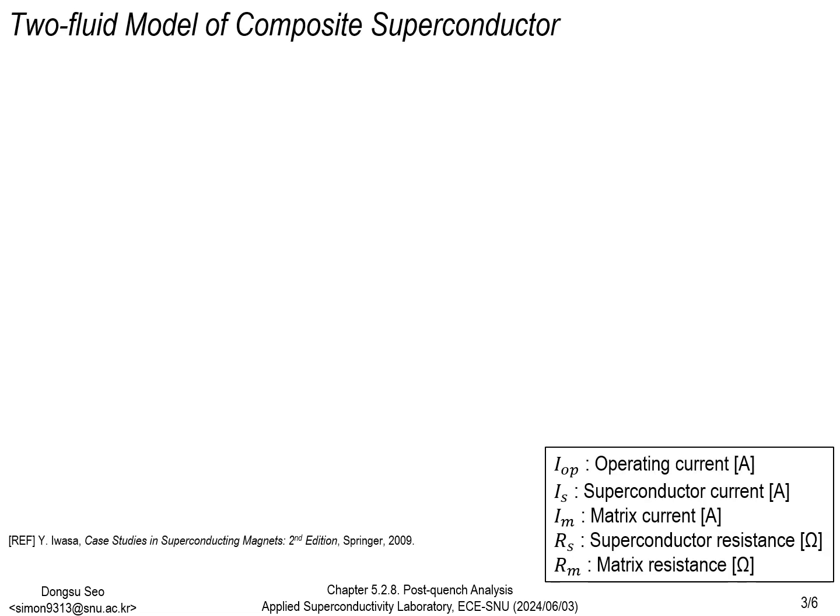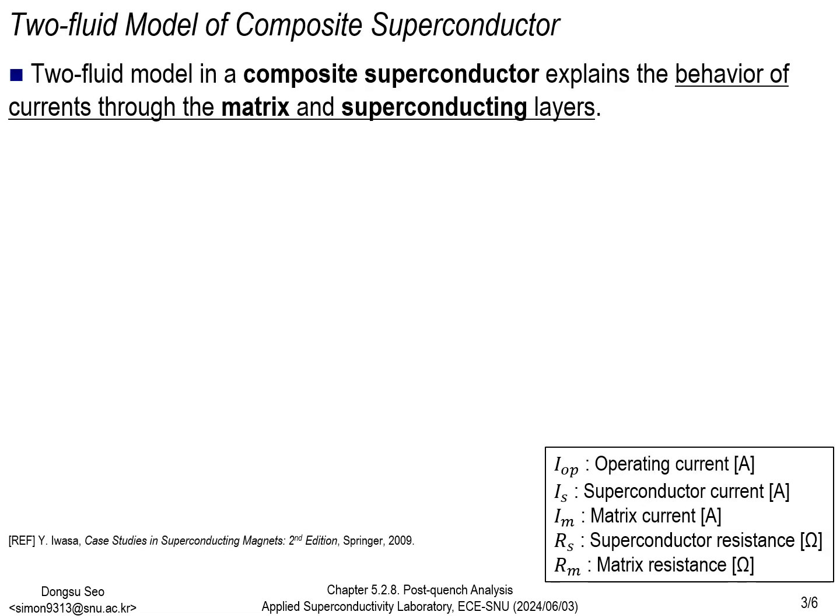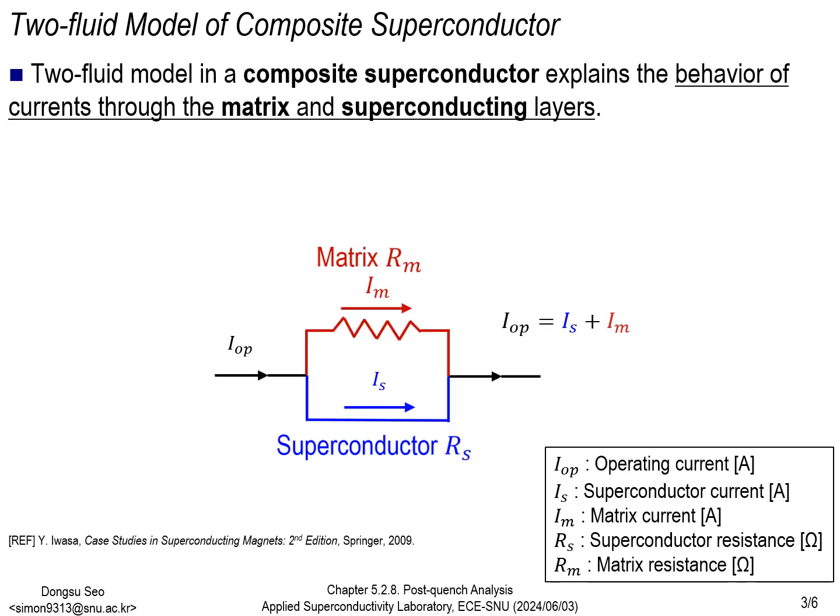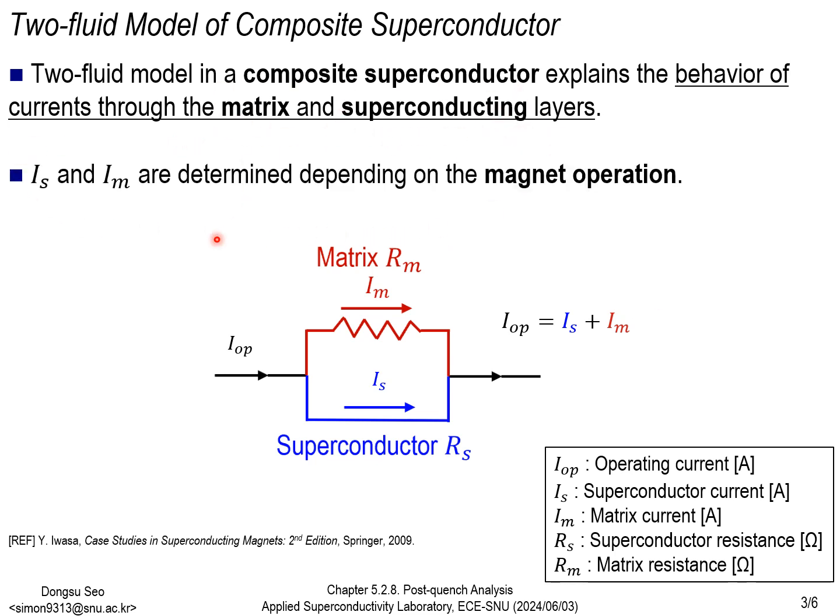First, we define the current flow in the composite superconductor, consisting of the superconductor and matrix layers. As the operating current enters the composite superconductor, the current flows through the matrix and superconductor layers, making the addition of superconductor current and matrix current equal to the operating current. Thus, the two-fluid model used in a composite superconductor describes the current behavior flowing through the matrix and superconducting layers. These currents are determined depending on the magnet operation in the stability analysis or the post-quench analysis.